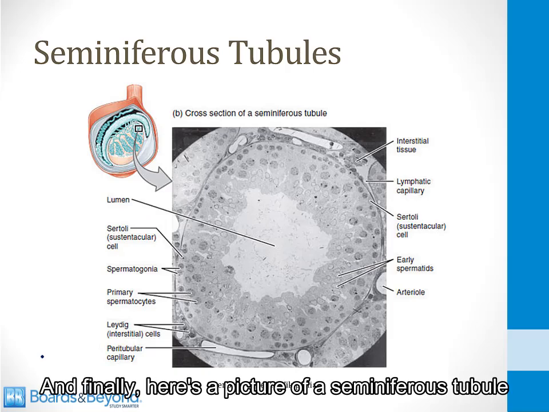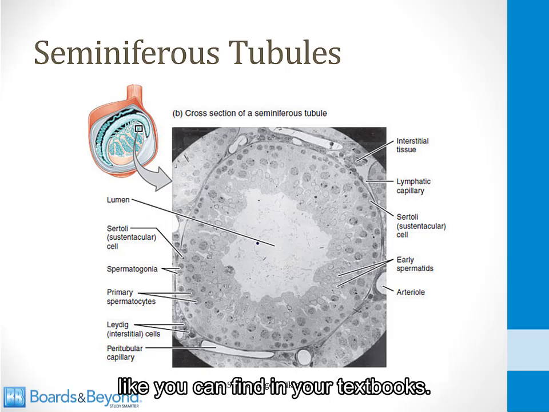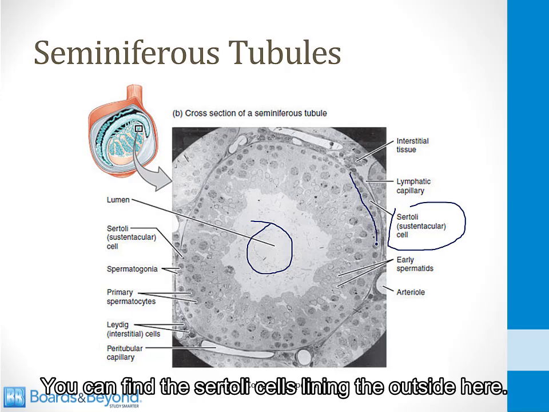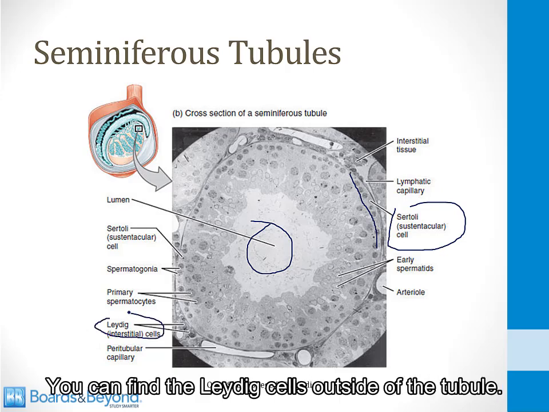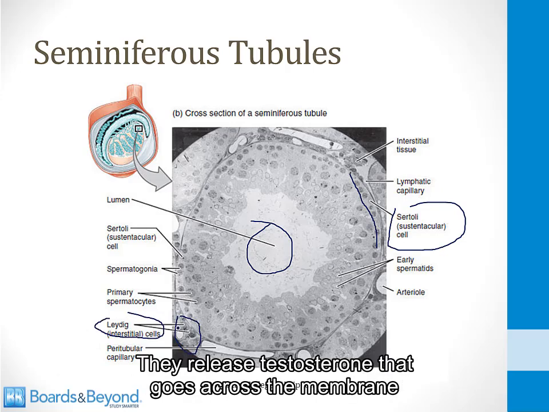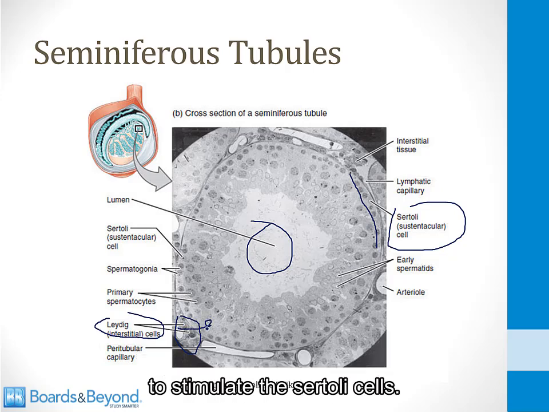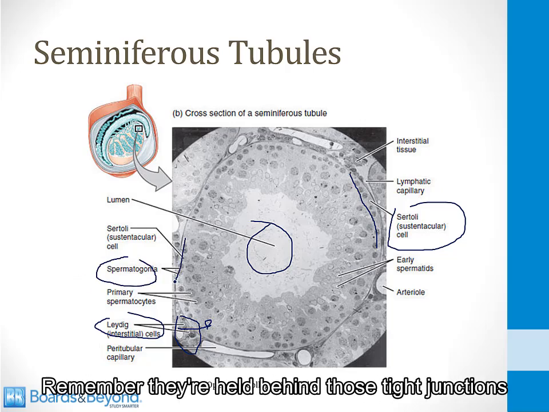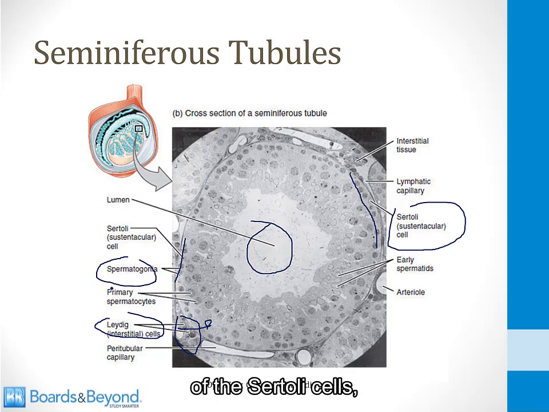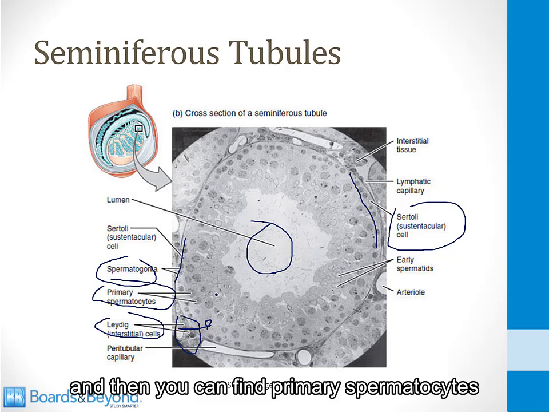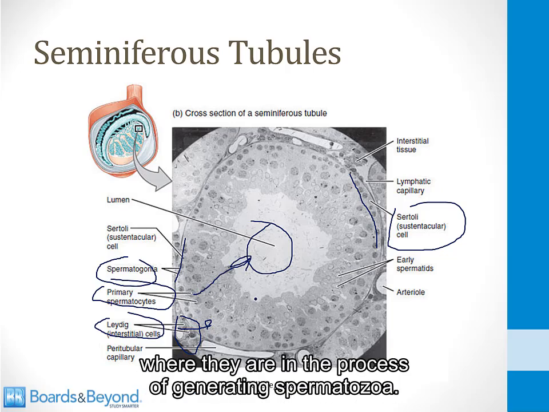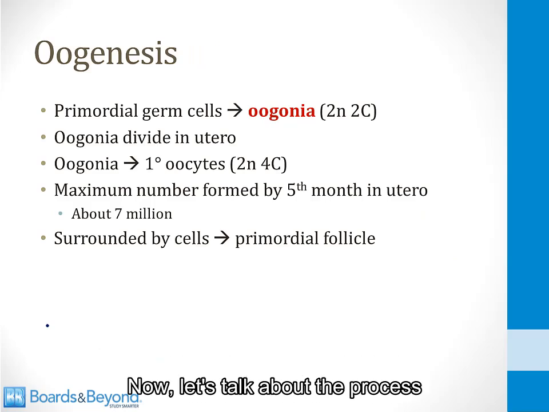And finally, here's a picture of a seminiferous tubule like you can find in your textbooks. The lumen of the tubule is in the middle. You can find the Sertoli cells lining the outside here. You can find the Leydig cells outside of the tubule. They release testosterone that goes across the membrane to stimulate the Sertoli cells. Spermatogonia are also along the outside. Remember, they are held behind those tight junctions of the Sertoli cells. And then you can find primary spermatocytes and other spermatocytes and spermatids towards the center, where they are in the process of generating spermatozoa.